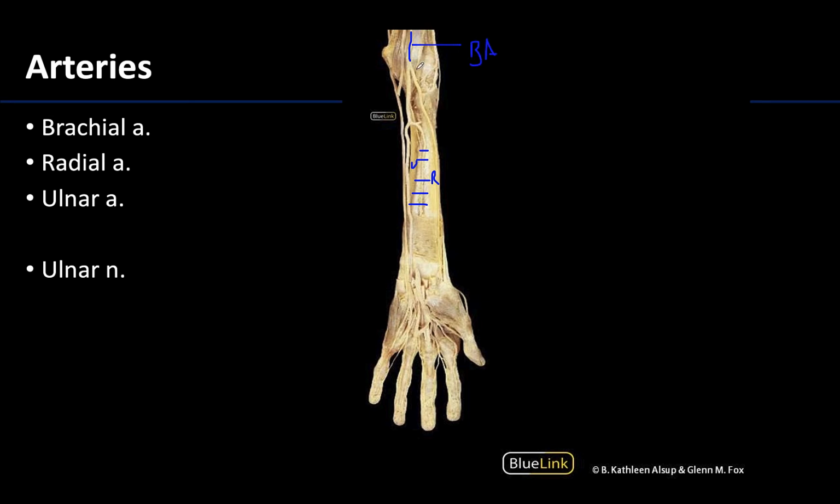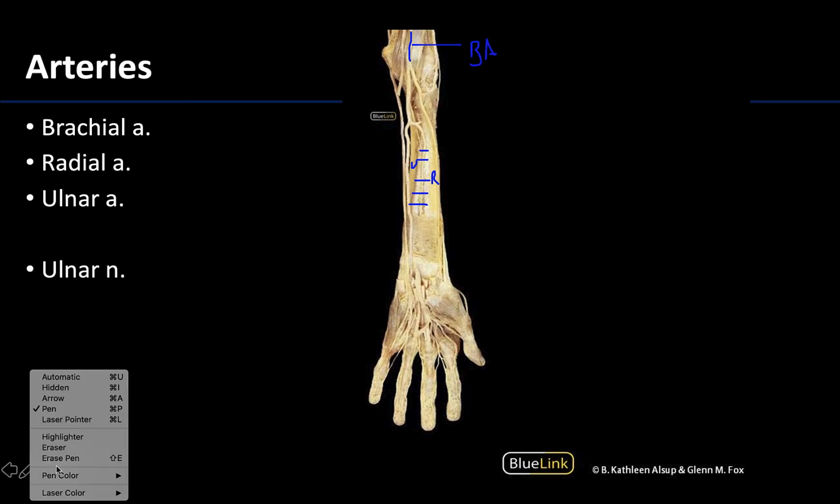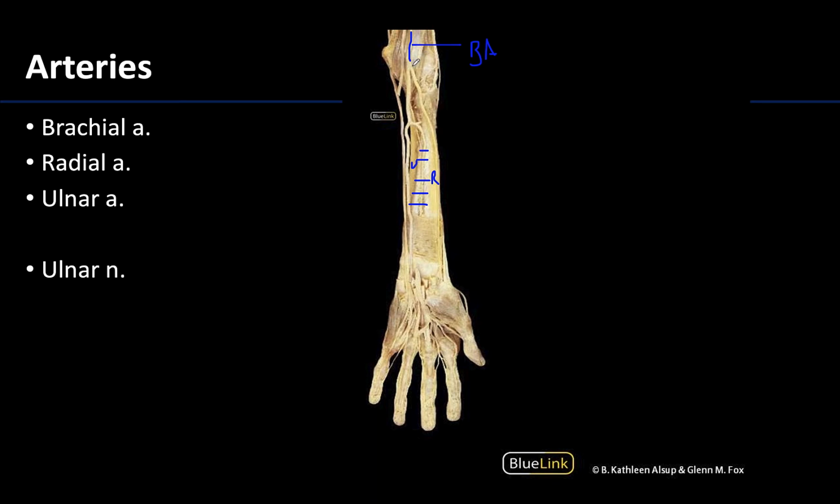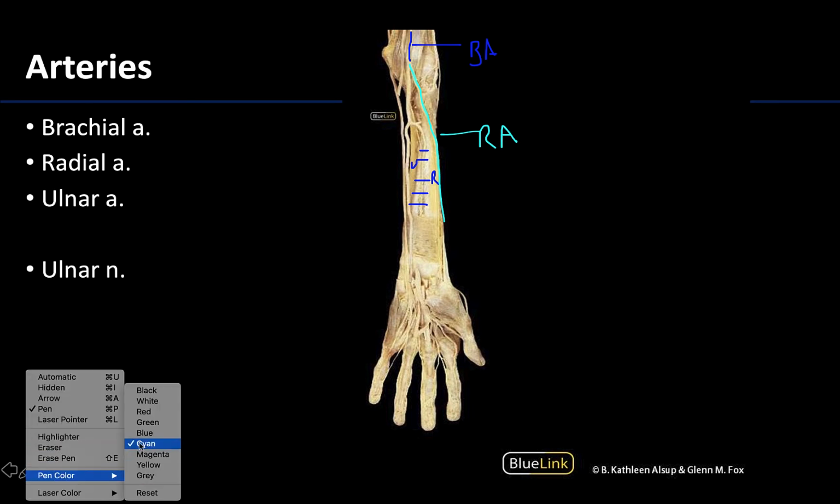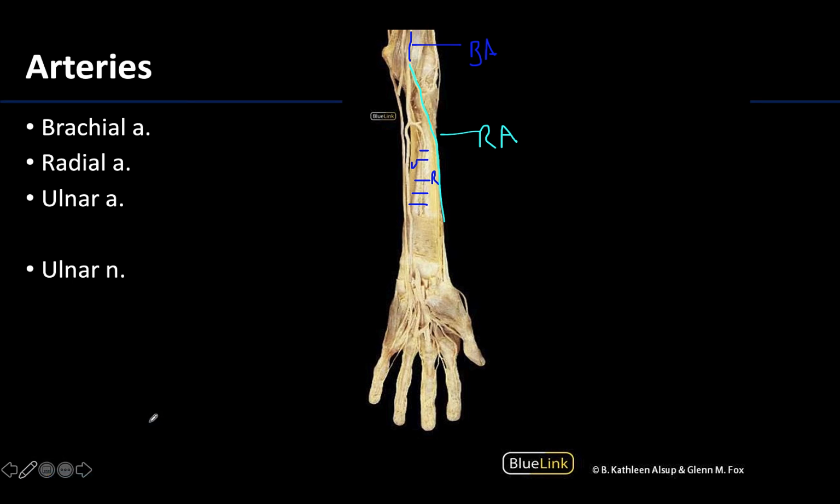And then over here, let me change the color. Now I'll get a little bit faster at doing this. Over here will be the radial artery. And then where we can really start seeing the ulnar artery is in this deeper dissection. Again, I mentioned that the ulnar artery is a prominent supplier of the forearm.